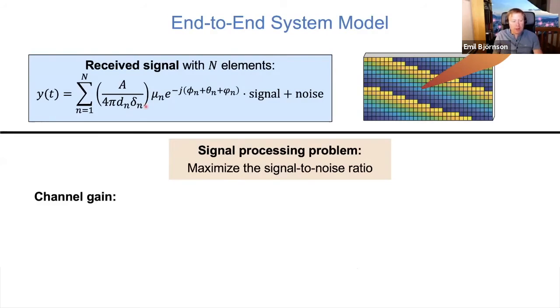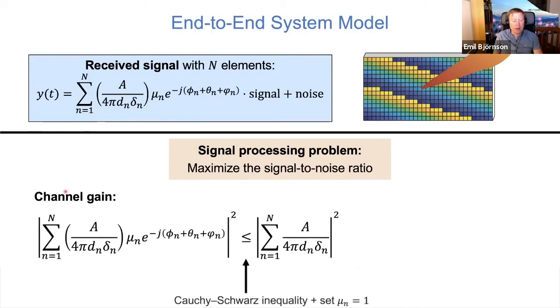So if you look at this channel gain here, you take this term here and you take the absolute value square of it. You would like it to be as large as possible. Well, one way of viewing it is that you're summing up a number of terms. And if you like the sum to be as large as possible, you will like all of them to be positive, or at least have the same angle in the complex domain.